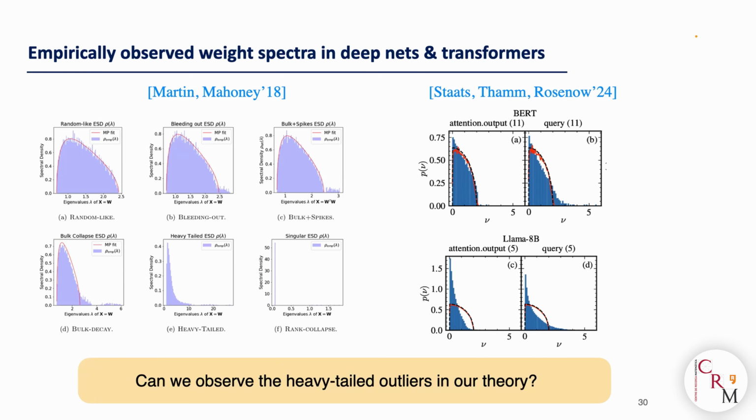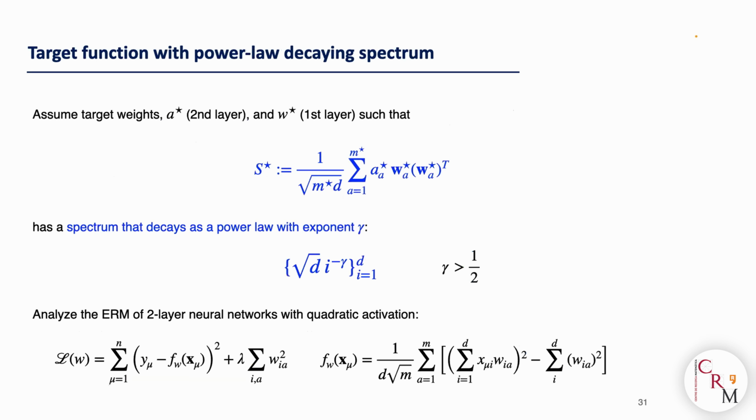So can we actually observe heavy tail outliers in the spectrum of the key and query in our theory? That's a reasonable question once you see that. And the way to do that, you realize you have this signal S star that previously I was just taking as a product of two matrices, Gaussian IID. Let me now take it such that its spectrum actually decays as a power law. So I impose that into the data that generates the labels.